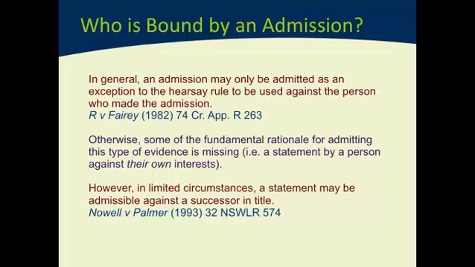In Nowell and Palmer, a husband and wife made mutual wills. Now, for those of you who haven't done succession law yet, mutual wills are basically a contract between two parties, usually a husband and a wife, where each party agrees to write their will in specific terms. So the husband and the wife both agree what's going to happen to the property between them, and they both write their wills in those terms, and they promise not to change those wills.